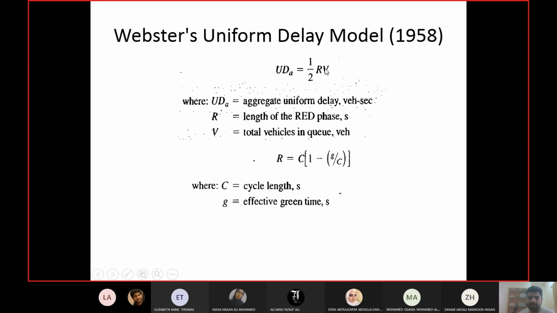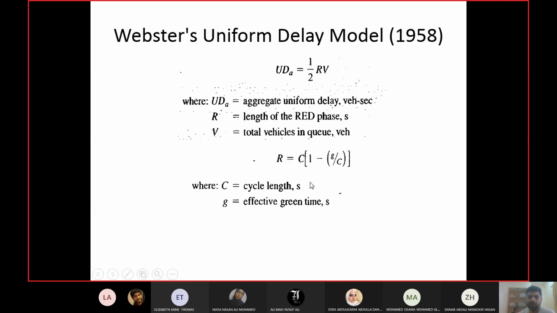V is the number of vehicles in the queue. How many vehicles were in the queue because of the red time? All vehicles in the queue will be V. So this is the number of vehicles, and then we have R, which is the red time. The equation is very simple: we have time, we have number of vehicles, you multiply them, and you get total delay. In this equation, R is the red time.